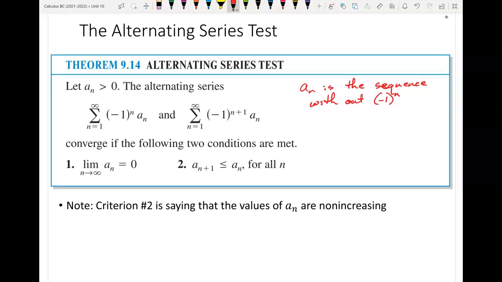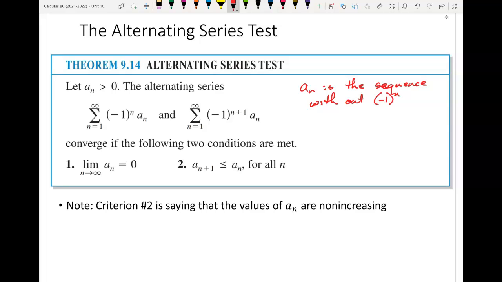Okay? So our alternating series will converge if the following two conditions are met. The limit of a sub n as n goes to infinity is equal to 0, so it's converging to a limit of 0.